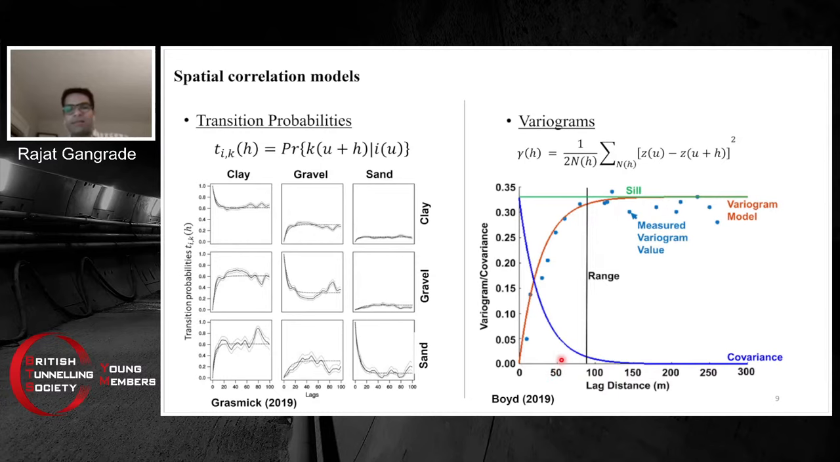So those kinds of structures, the variogram structures, help us understand what the spatial correlation model is, how samples are correlated. In this case, obviously, we are using the geotech investigation data that we have from the project side.